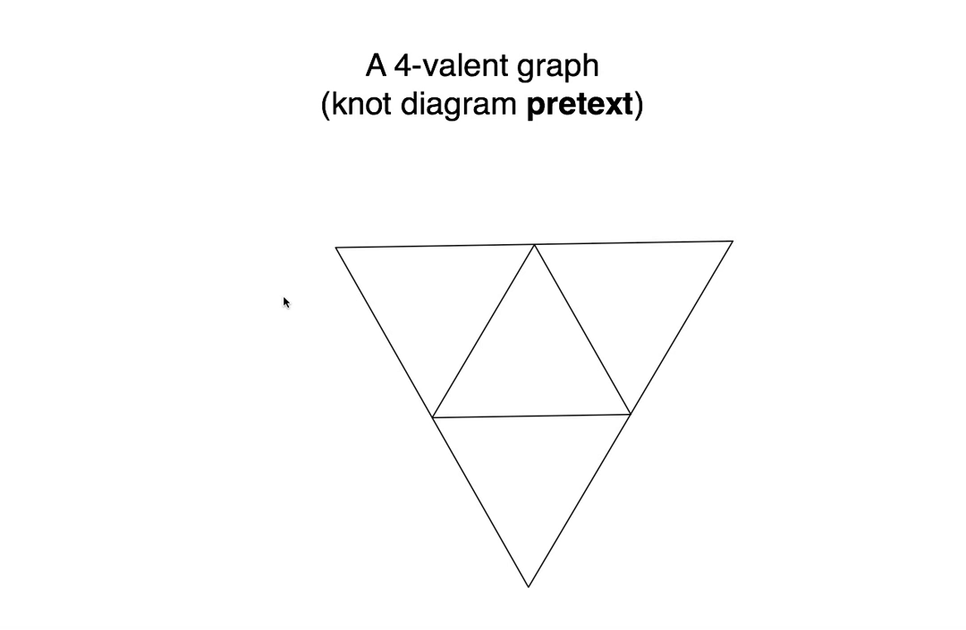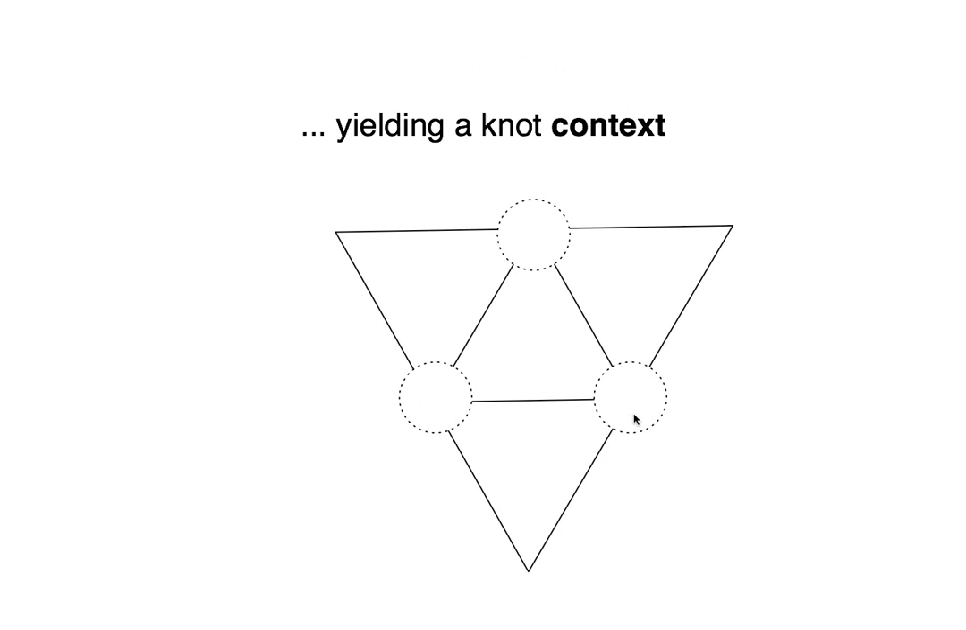So, let us begin with a simple four-valent graph, not a diagram per se. In this case, we have some vertices of valency 2, but all the interesting vertices have valency 4, and removing those vertices we get a knot context, which is recognized by the fact that we just get a forest of edges.